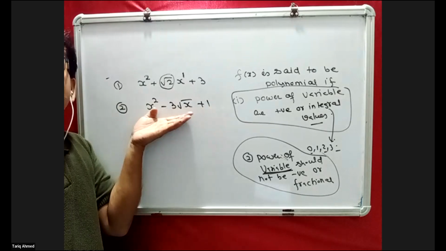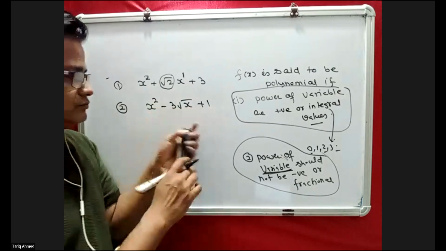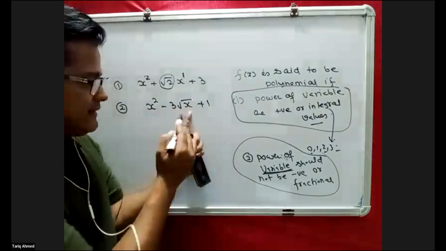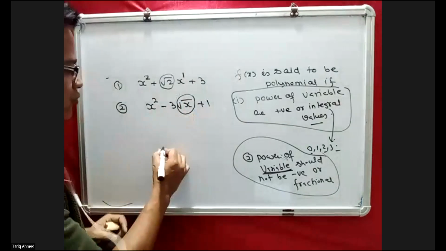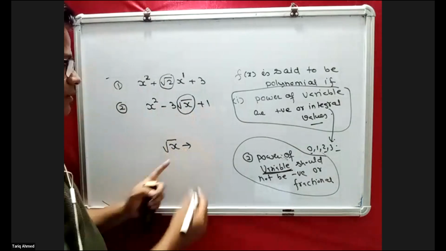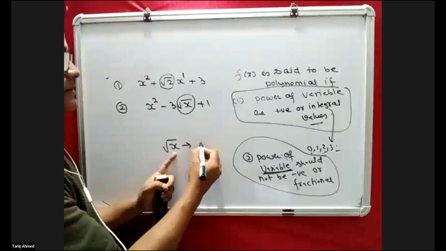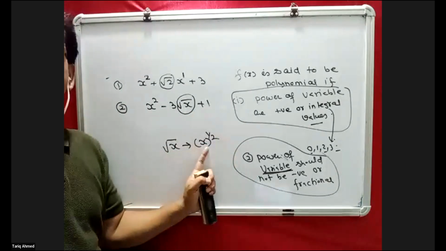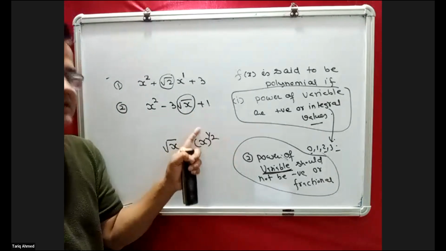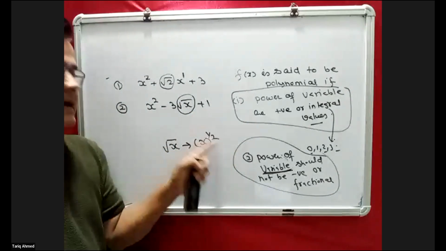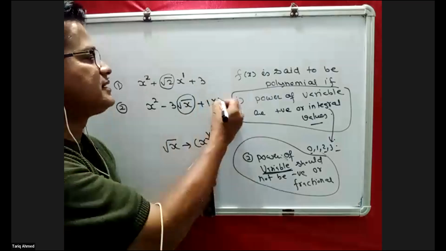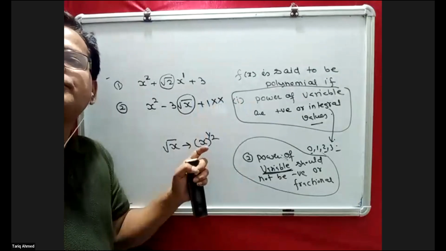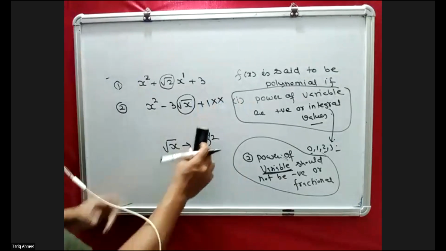This is a polynomial, yes or no? See here, it is root x. What is the meaning of root x? X to the power 1 by 2, power half. So now here the power is in fraction. And since the variable power is in fraction, that's why it is not a polynomial. Okay, next example.